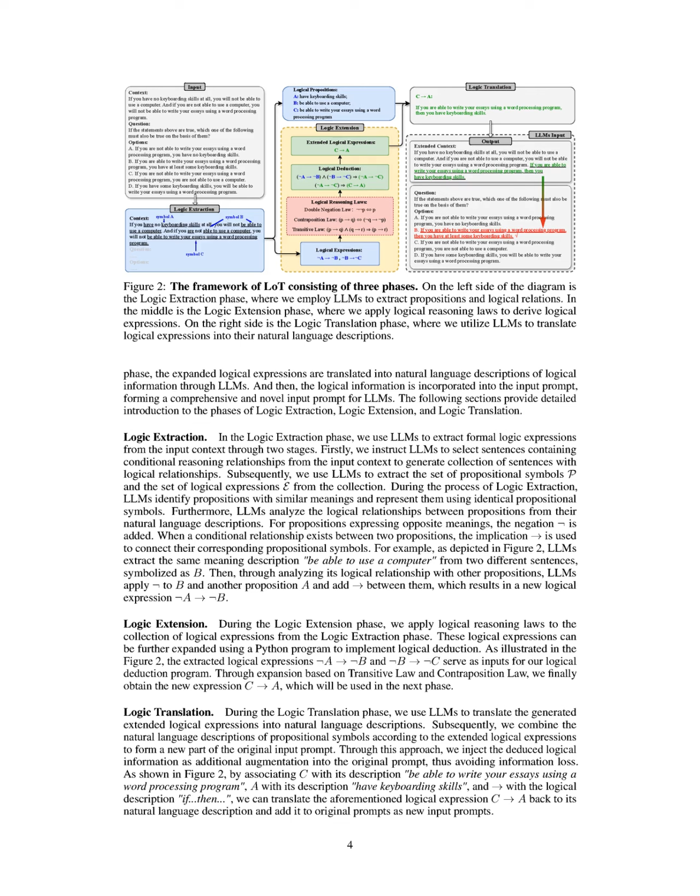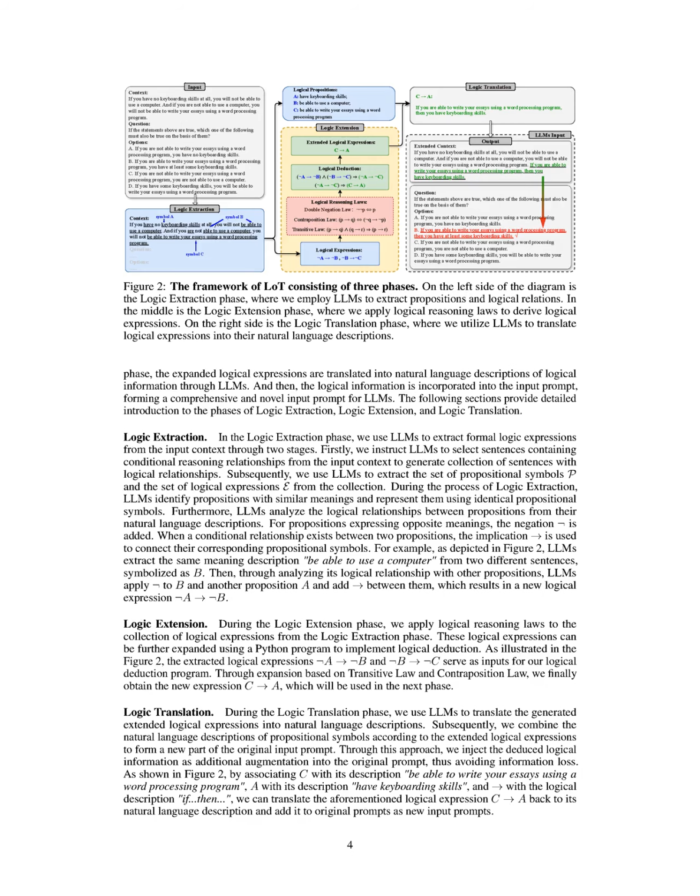1. Logic extraction. In this initial phase, LLMs are employed to extract formal logic expressions from the input context. This process occurs in two stages. First, LLMs identify sentences that contain conditional reasoning relationships, creating a collection of relevant sentences. Next, LLMs extract propositional symbols and logical expressions from this collection, ensuring that propositions with similar meanings are represented by identical symbols. Logical relationships are established using connectives such as negation and implication, based on the analyzed meanings.